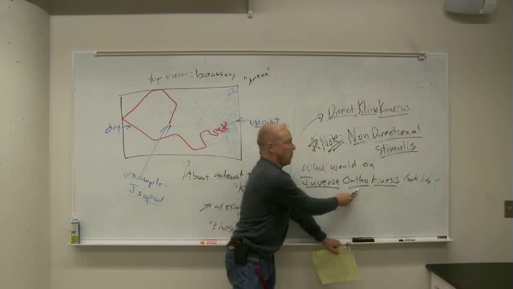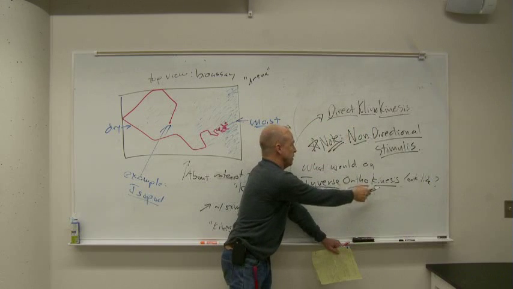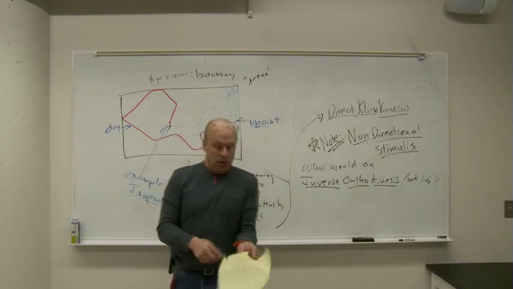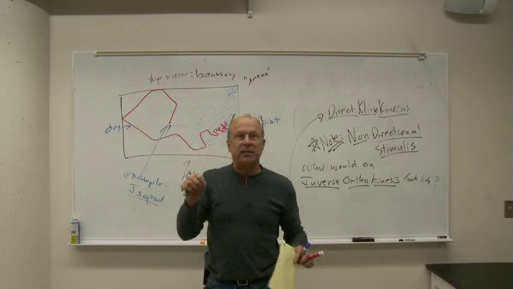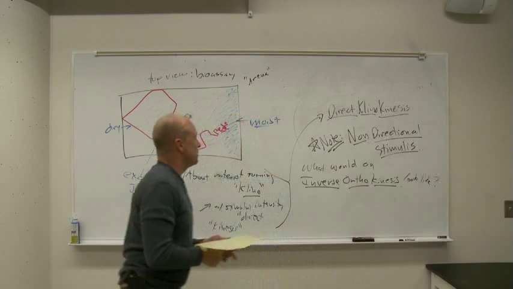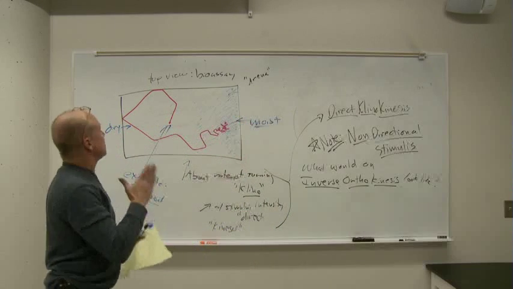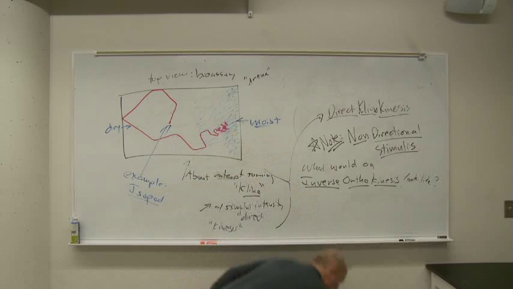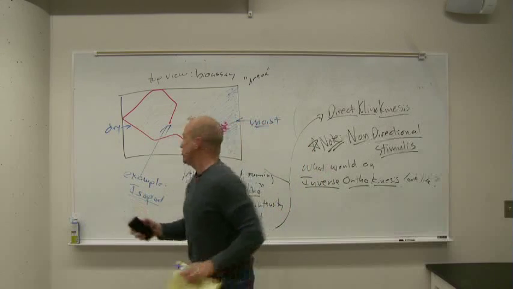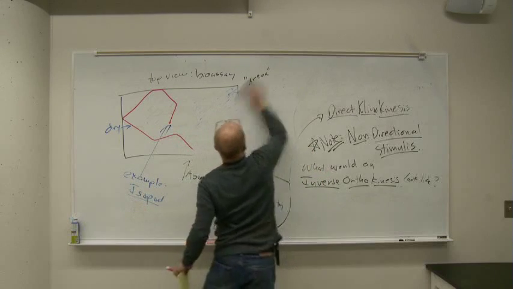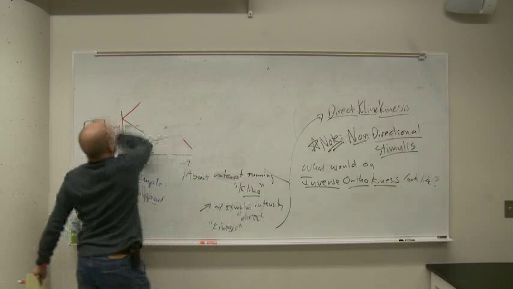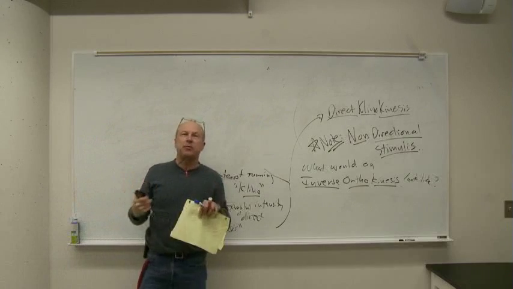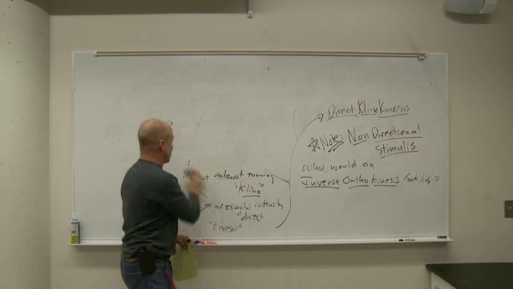So the ortho is referring to rate. Kinesis is, of course, the non-directional stimulus response, and then inverse: the rate is decreasing with an increase in the stimulus. So take a look at that. That's the first level that we want to deal with. It's going to get progressively more interesting as we get into different kinds of stimuli and different kinds of receptors that respond to directional stimuli.